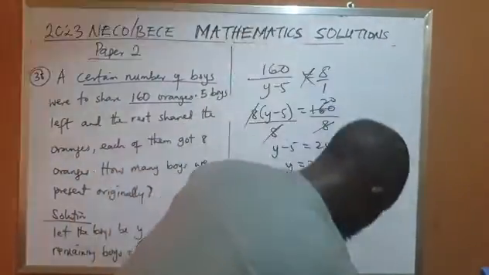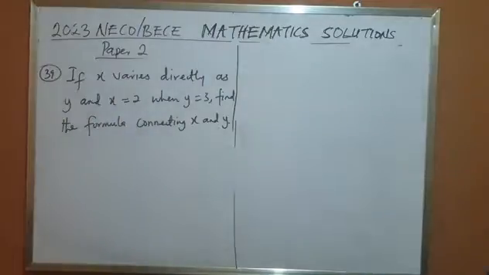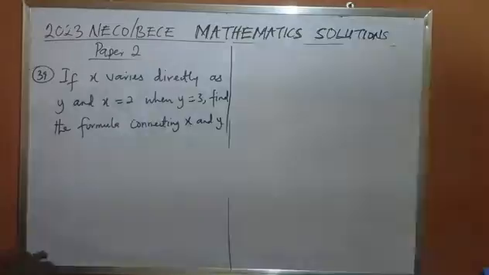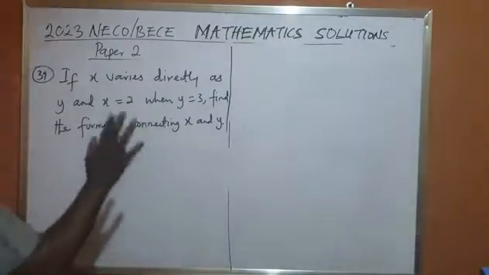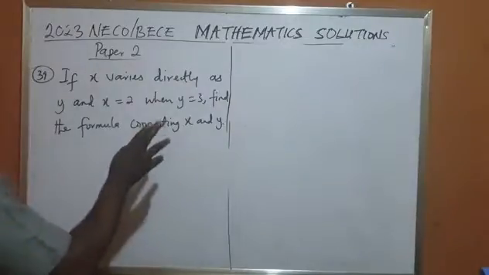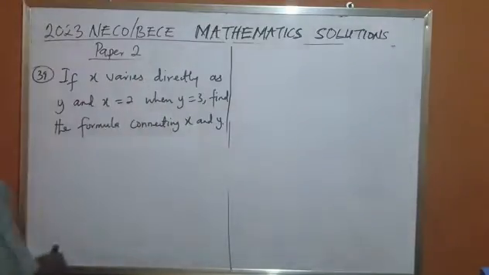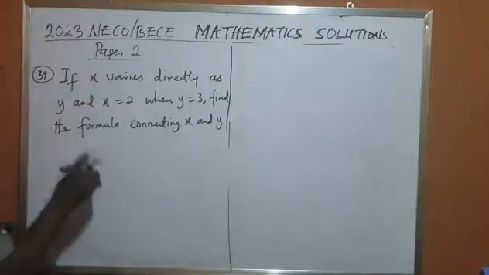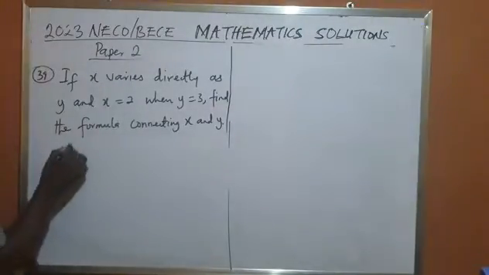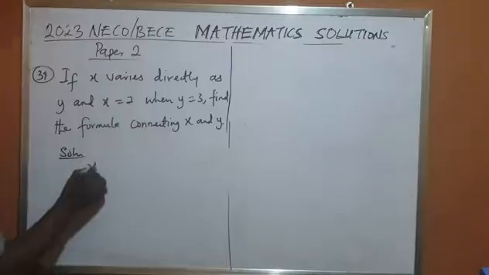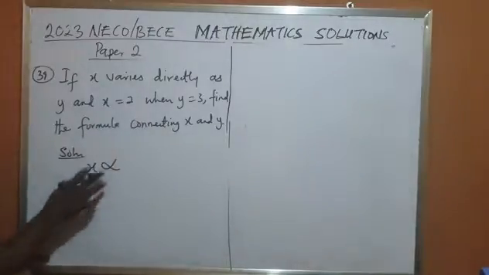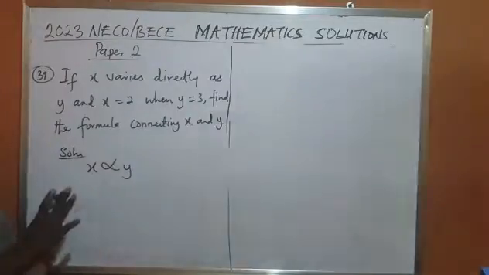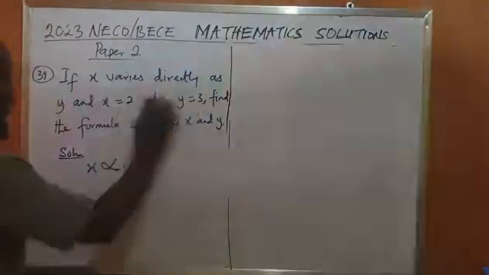When we get to question 40, if x varies directly as y. This question is on variation, and we have 4 types of variation, and I've produced videos on that. So this is on direct variation. So let's interpret. So if x varies, this is the symbol of variation, varies directly, this is direct, as y. So that's the first thing.